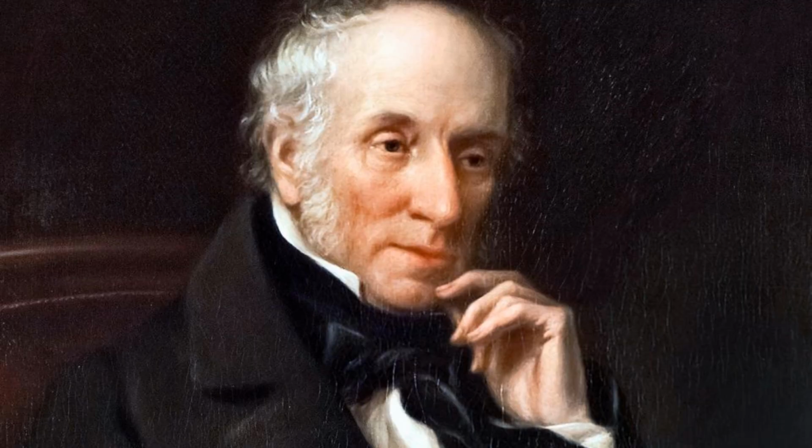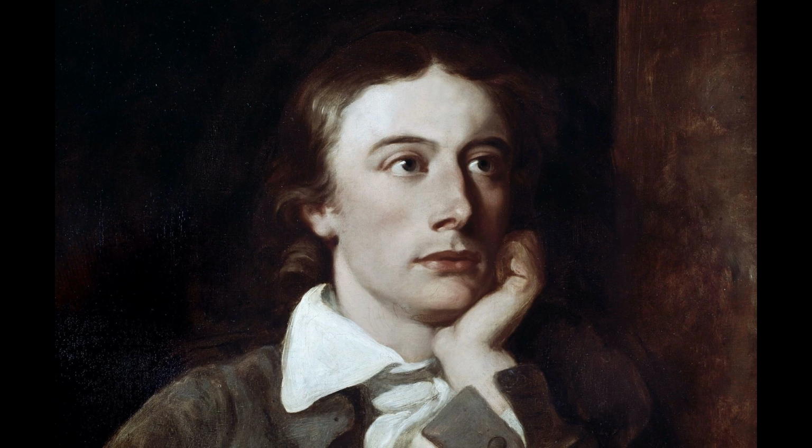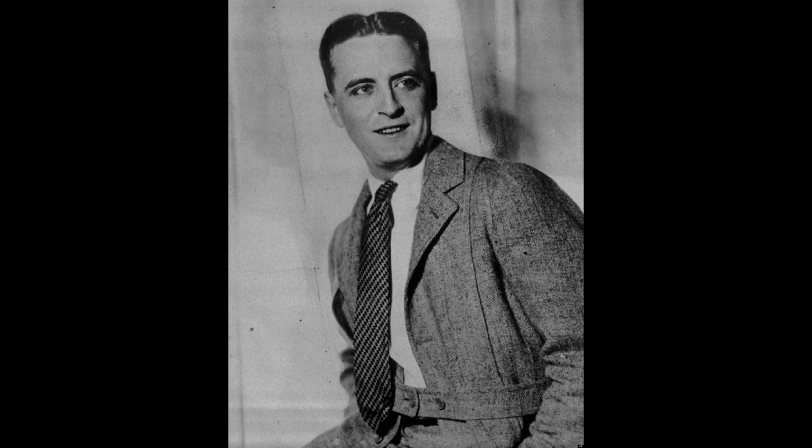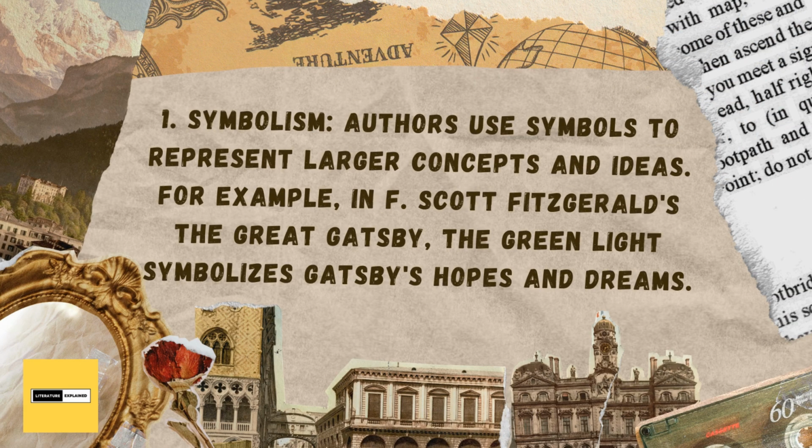American literature, known for its diverse voices and rich narratives, employs a wide range of literary devices and techniques. Here are some of the most common ones. 1. Symbolism. Authors use symbols to represent larger concepts and ideas. For example, in F. Scott Fitzgerald's The Great Gatsby, the green light symbolizes Gatsby's hopes and dreams.